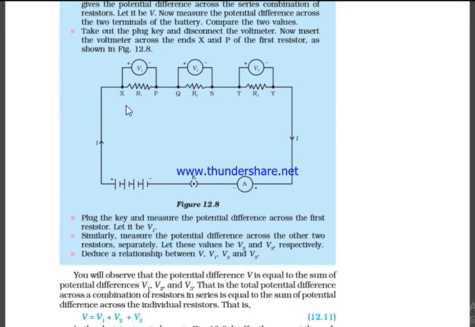What is actually happening here? When current is passing through the resistance R1, if the resistance is high, only a very small amount of current will flow through R1, so as a result a greater fall of potential will happen there. And if R2 is a low resistor, if it offers less resistance, more current will flow through this particular resistor. As a result, potential difference will be high across R2. And if R3 offers a moderate resistance, the potential difference will also be moderate.